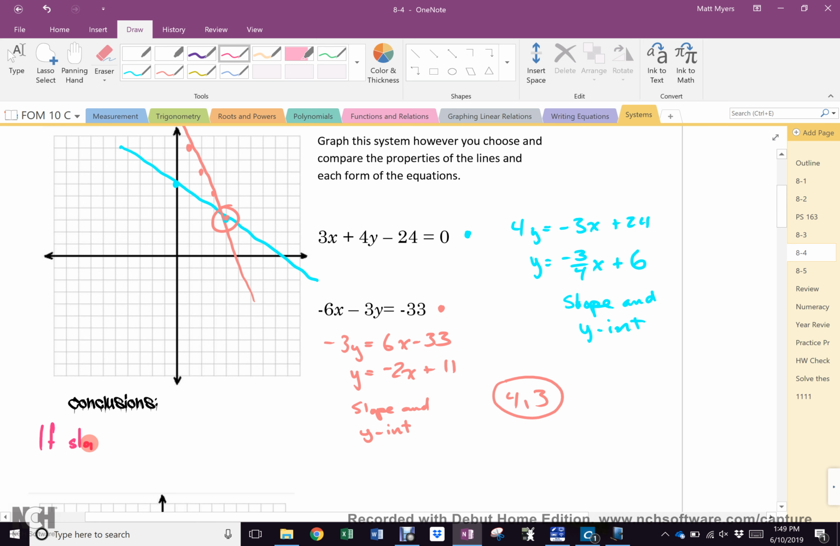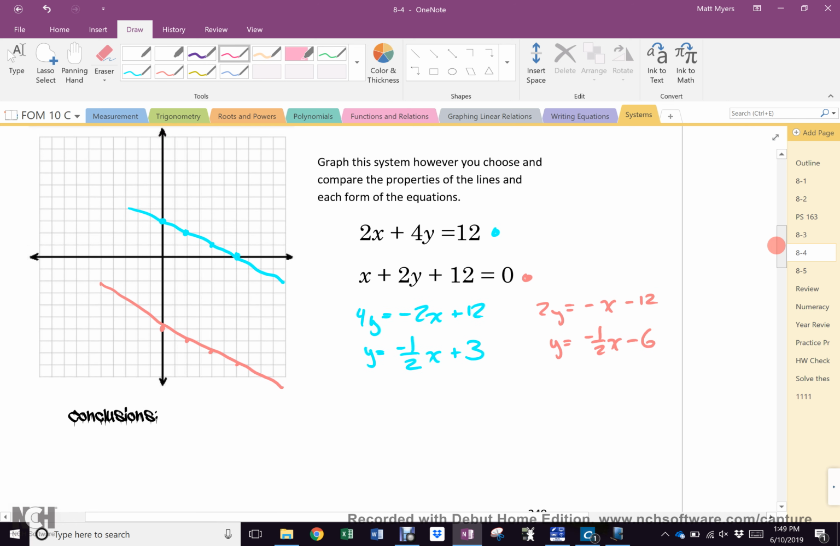If slopes are not equal, then there's how many solutions to this system? One. Because the lines will cross once. Everybody with me? Easy peasy, right? Makes sense.